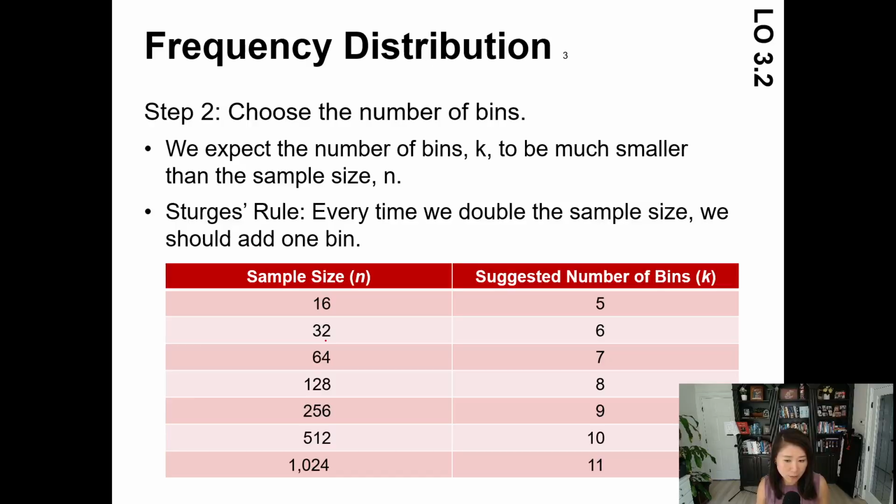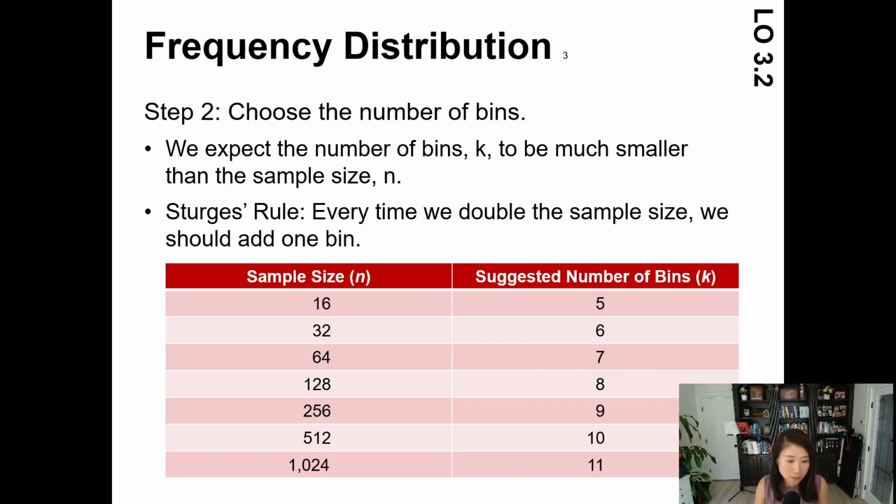So the question students ask is, hey, I have a sample size of 35. Should I use 6 or 7? Again, 32 is the minimum and 64 is the maximum. So if your sample size is between 32 and 64, we choose 6. If your sample size is between 64 and 128, we choose 7. Okay, so this is Sturges' rule.